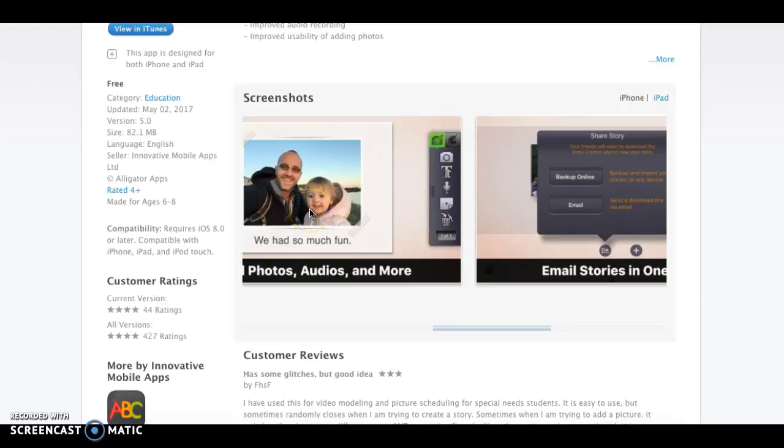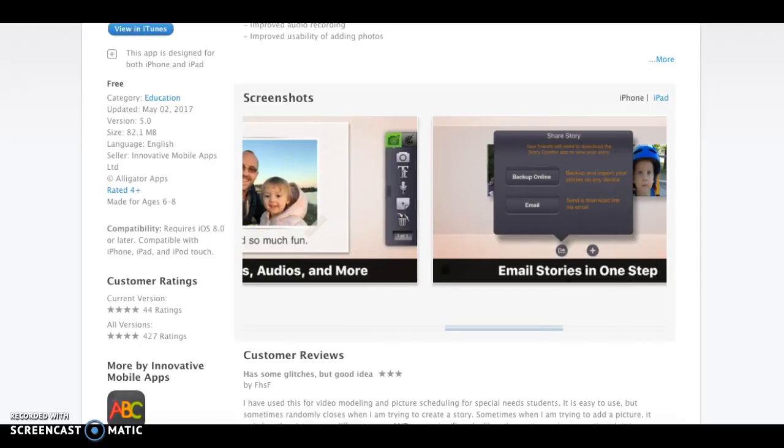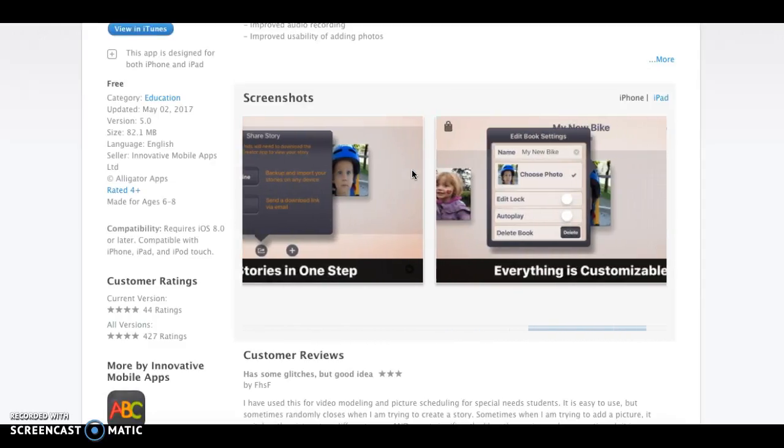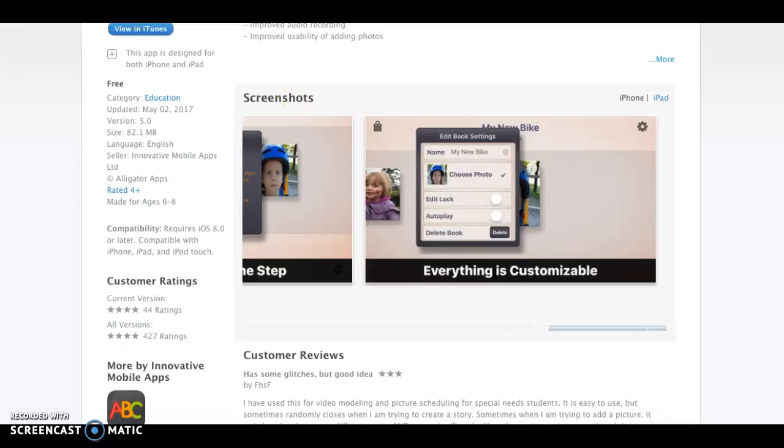So ultimately, it's their project, and then in the end, I would print the book. It would become part of our classroom library, and we would email it to their parents and anyone else who is interested in looking at their book.